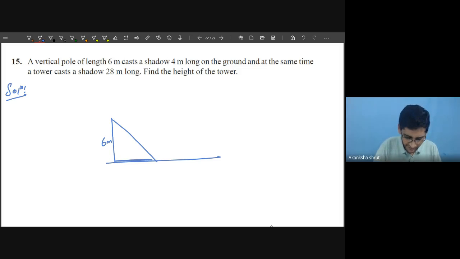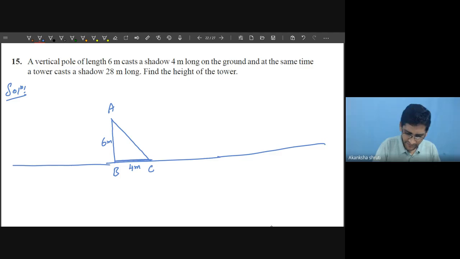So it is something like this. The 4 meters you just take. You may consider the pole, or name this pole, as AB. The shadow is reaching up to C. BC is also given as 4 meters on the ground. At the same time, a tower 28 meters long. Now at the same time, it is given that a tower must be there.